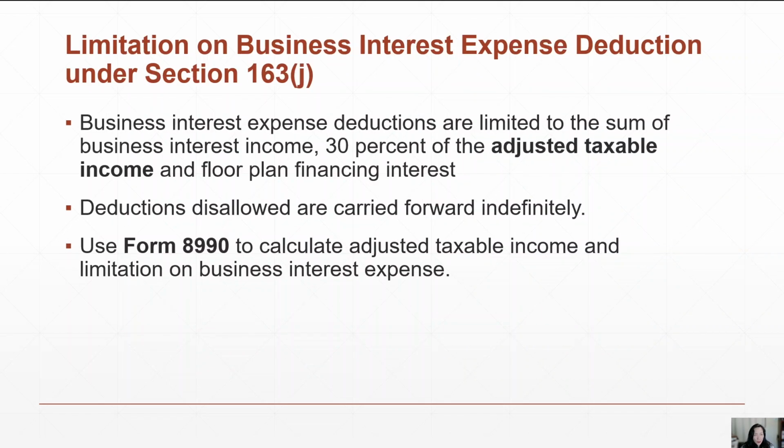And next, we're going to move on to the limitation on the business interest expense deduction under Section 163(j). The business interest expense deduction is limited to the sum of business interest income, 30% of the adjusted taxable income, and the floor plan financing interest. The deduction disallowed is carried forward indefinitely. Form 8990 is used to calculate the adjusted taxable income and the limitation on the business interest expense.